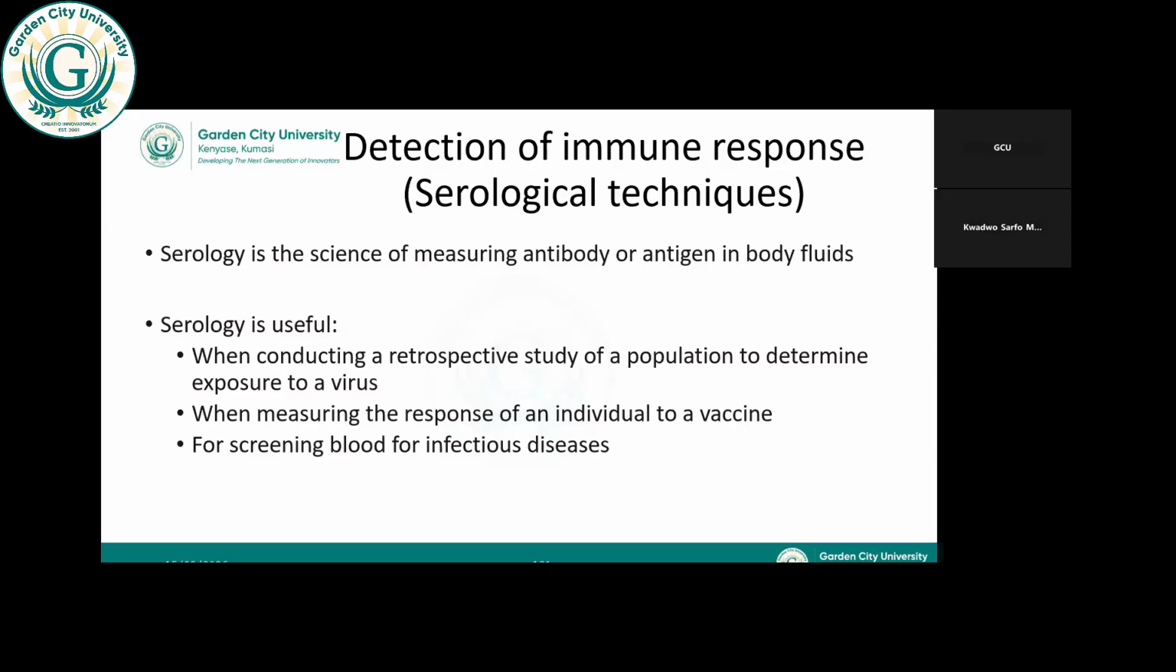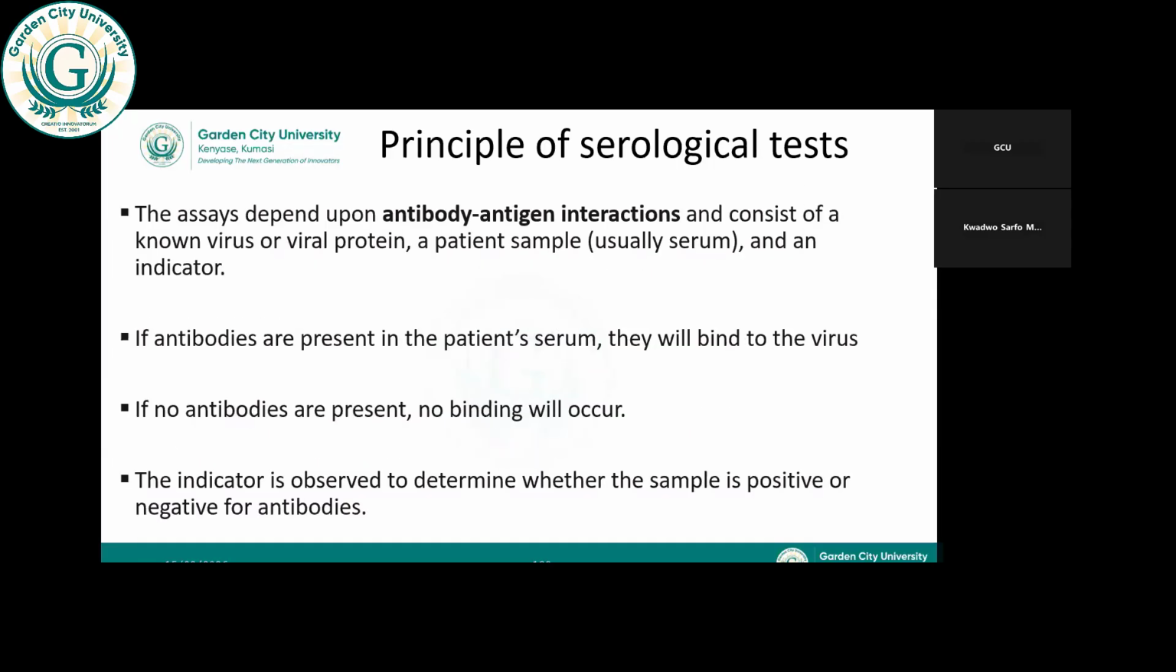Then we screen for blood infections. We can use these serological techniques. So it works on antibody-antigen reaction. That's the principle. If antibodies are present in the person, once they are exposed to the virus, they will bind, there will be an attack. The same way we can use this for testing using the rapid diagnostic method.